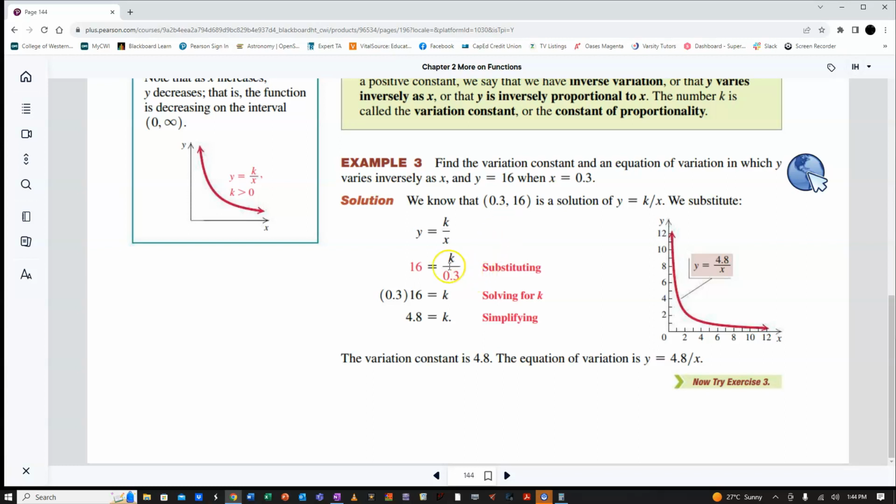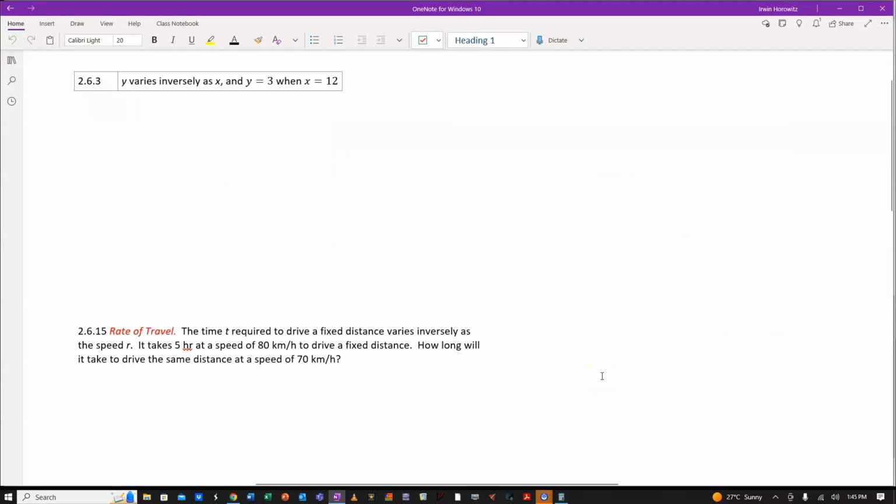So we again substitute the values. 16 equals k divided by 0.3. We multiply both sides by that denominator of 0.3, and we get our constant k would equal 4.8. So in this particular problem, the equation of variation becomes y equals 4.8 divided by x. And the graph of that particular equation is shown over here to the right. We'll now go ahead and work on exercise number 3.